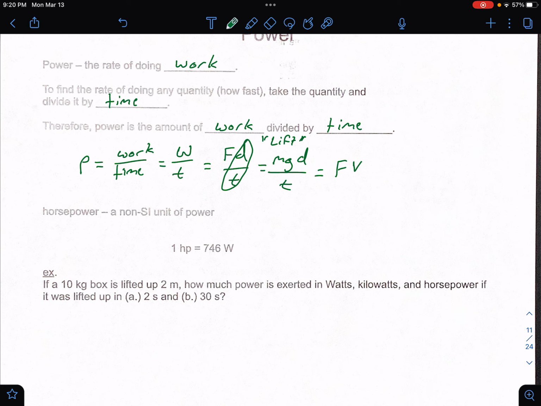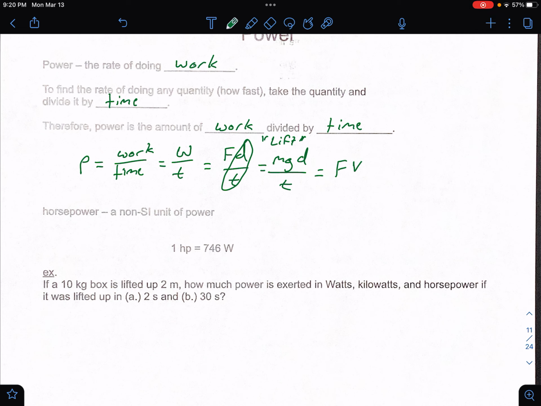Horsepower is a non-SI unit of power. Again, non-SI means non-standard international, so not everybody uses horsepower. But we use it quite a bit, especially when you're talking about engines, things like that. 1 horsepower equals 746 watts.